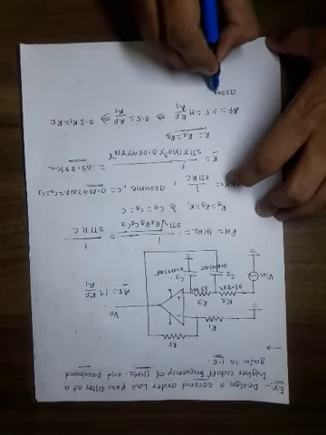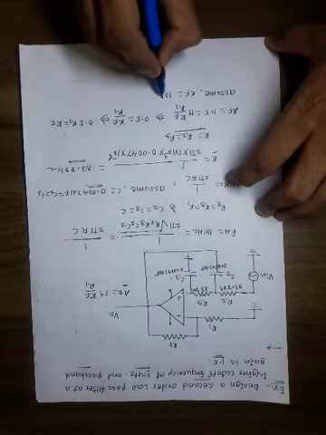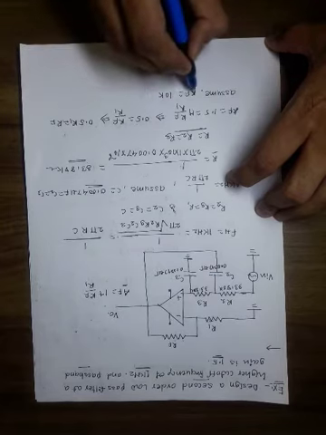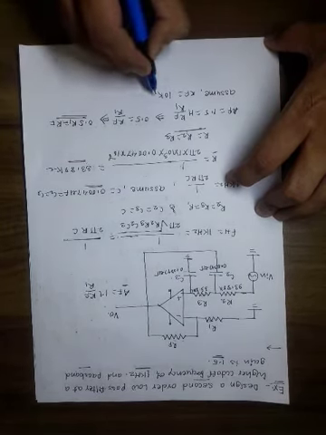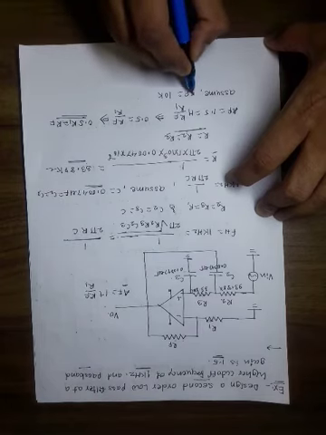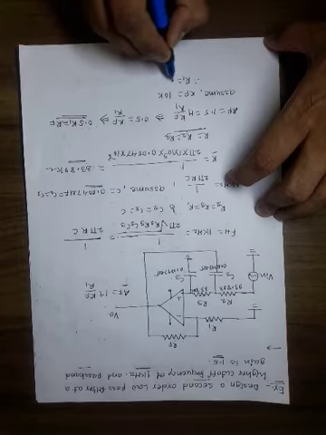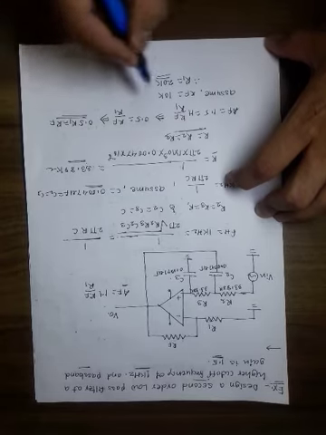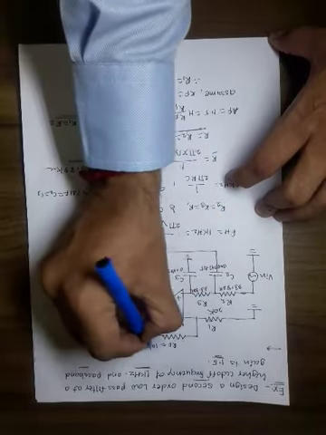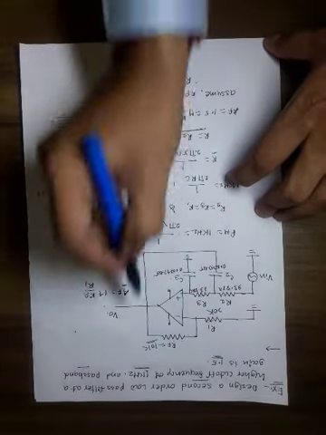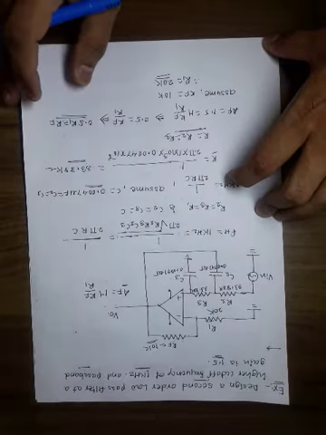So assume, I select here RF equals 10K. This is the relation between RF and R1. By knowing this relation and by assuming the value of RF, therefore R1 equals 20K. R1 equals 20K, RF equals 10K. After calculating all these values, write them down in their proper place here.